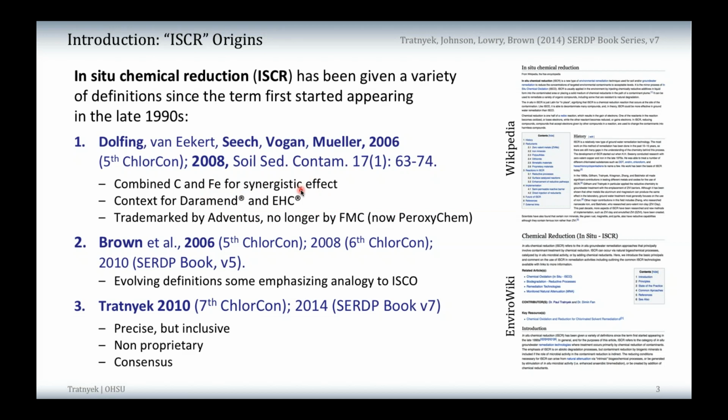They're not currently using those product names anymore as such, and so that particular version of ISCR has been essentially absorbed into the broader definition that initially was really articulated by Dick Brown, and he was talking about this in the 5th Chlorcon meeting, the 6th Chlorcon meeting, a book chapter in volume 5 of the CERTIP book, and then subsequently in the chapter that I co-authored with him, which we'll be using as we go. I got involved a little bit later. My first presentation on this was in the 7th Chlorcon meeting, and then this book chapter.